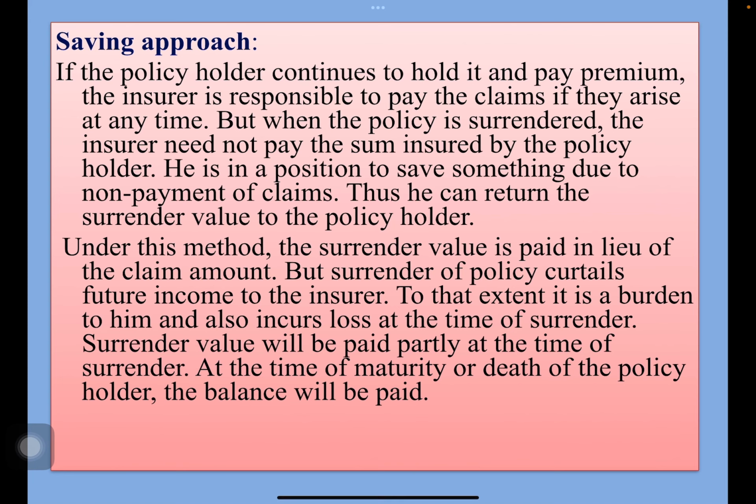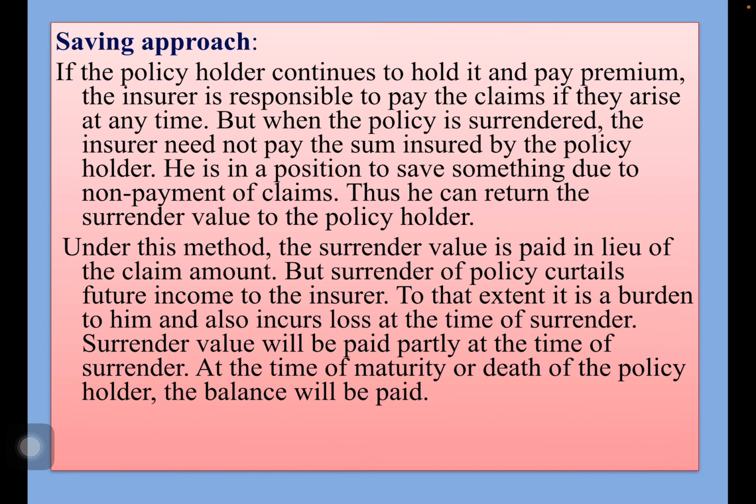Now, second one is saving approach. If the policy holder continues to hold it and pay premium, the insurer is responsible to pay the claims if they arise at any time. But when the policy is surrendered, the insurer need not pay the sum insured by the policy holder. He is in a position to save something due to non-payment of claims. Thus, he can return surrender value to the policy holder. This is a positive point from the insurance company point of view.